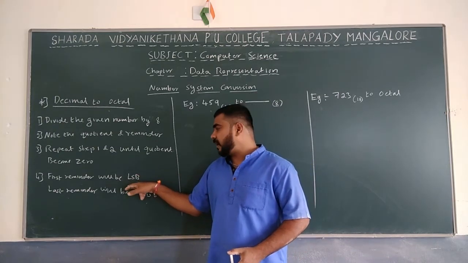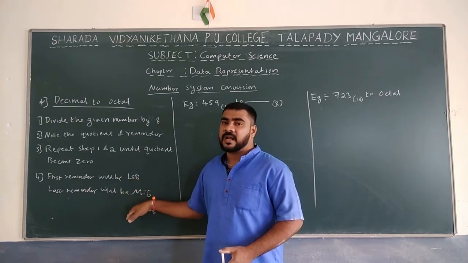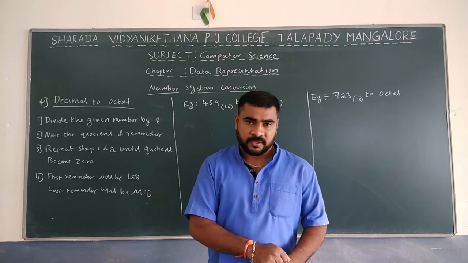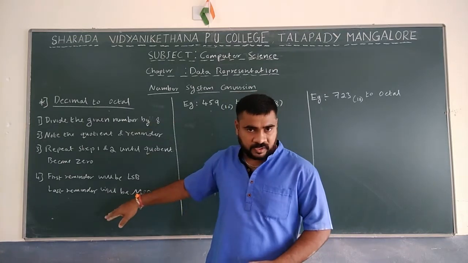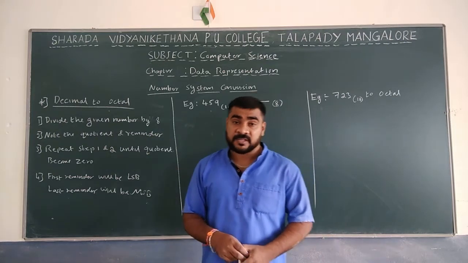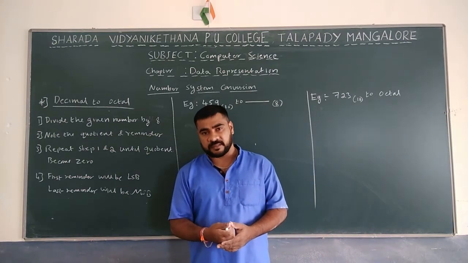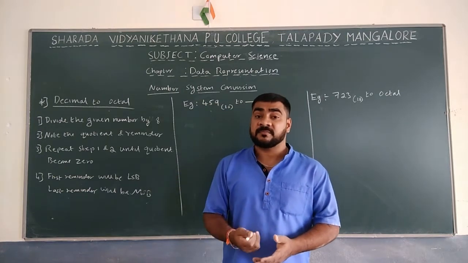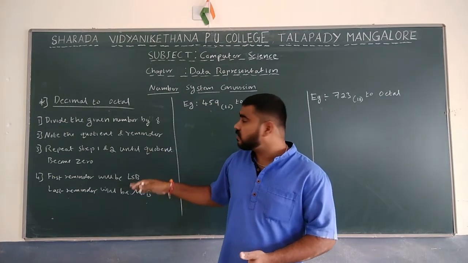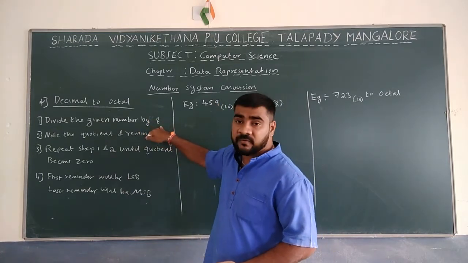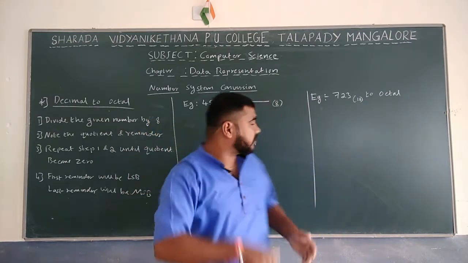See here, the first remainder should be the LSB and the last remainder should be the MSB of your number. So this is the procedure. The same procedure we already discussed with one more method, decimal to binary. When you convert decimal to binary, the same steps are used, but you divide by 2 in that case. But here we are going to divide by 8. See one example.